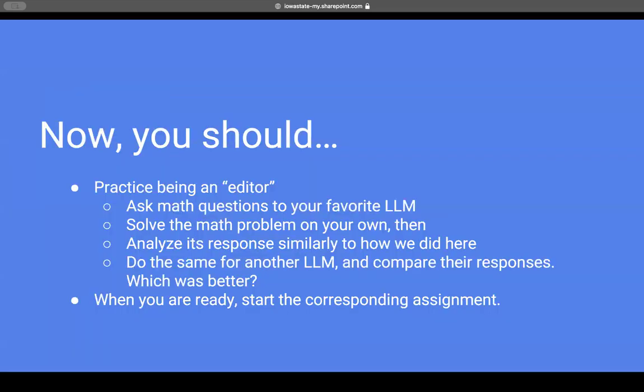Okay, so now it's up to you. You should practice being an editor for these LLMs the way that we did here. You can do this on your own. Just ask some questions to your favorite LLMs like ChatGPT, Claude, or Grok, or any of the numerous others that are around now. Solve the problem on your own, then compare and contrast yourself with the LLMs and decide how useful they were. And when you're ready, there's assignment three, which will have you do exactly that.